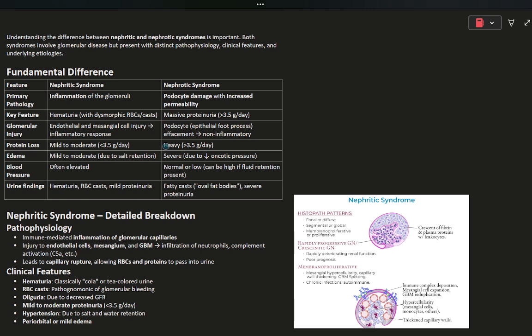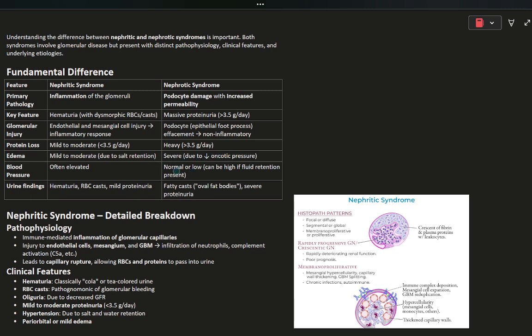Moving on to the topic of protein loss, the loss is going to be heavy in nephrotic syndrome, with greater than 3.5 grams of protein loss per day, and then the edema is going to be severe in nephrotic syndrome due to the decreased oncotic pressure, and that is because of that loss of protein, typically involving the protein called albumin.